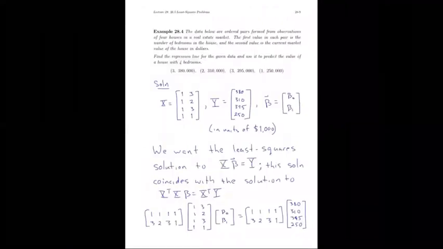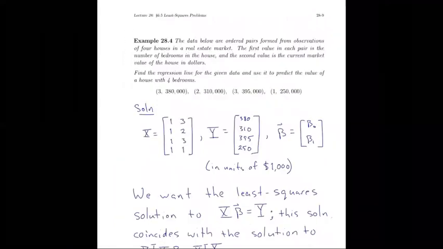So let's have a look at an actual example. We're given some data: ordered pairs formed from observations of 4 houses in a real estate market. Now, 4 data points is really small. It's not sound to build a statistical model from 4 observations, but nonetheless, this will suffice as an example to show the idea behind all of this.